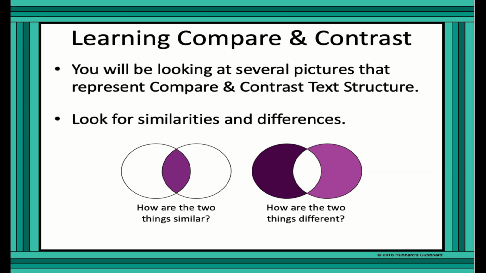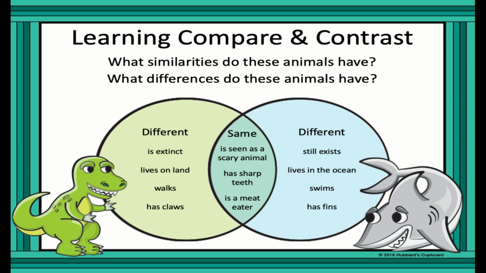When we look at this text structure, you're going to be looking how things are similar and then how they are different. So authors write in this way to show you similarities and show you differences between topics and how they might have things in common and then why they are different. So, for example, if we were comparing and contrasting dinosaurs to animals, what similarities do these animals have? What differences do these animals have?